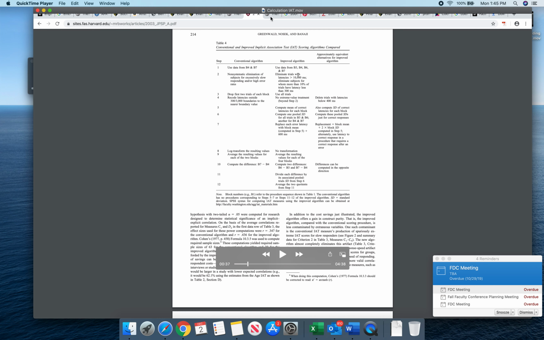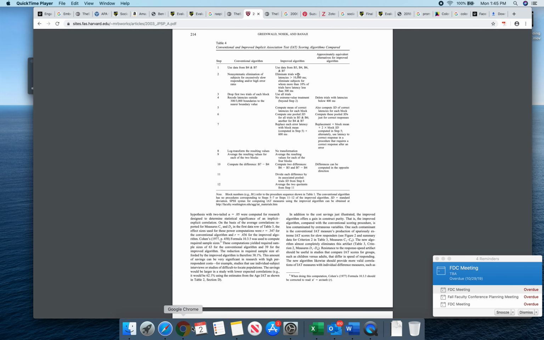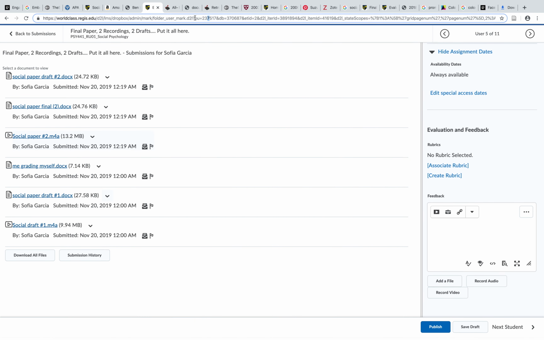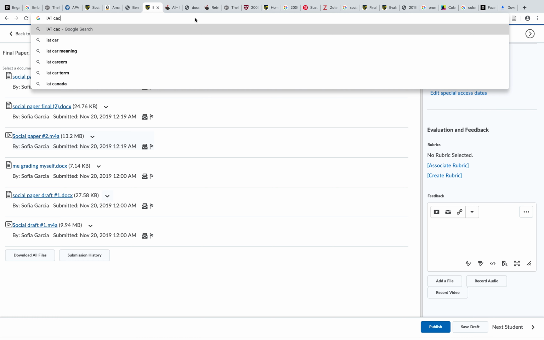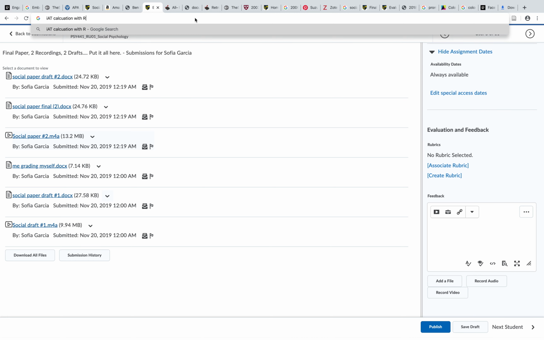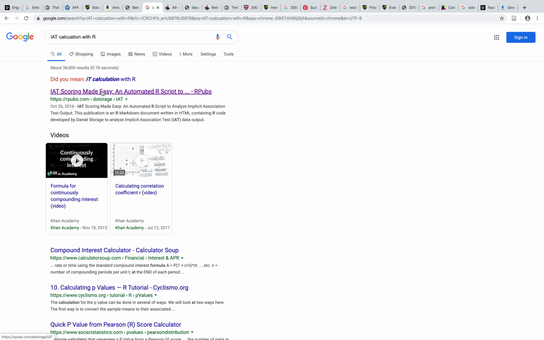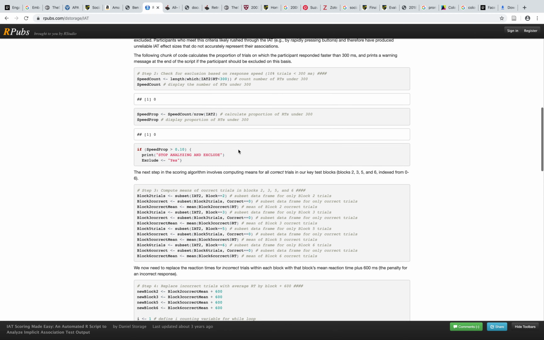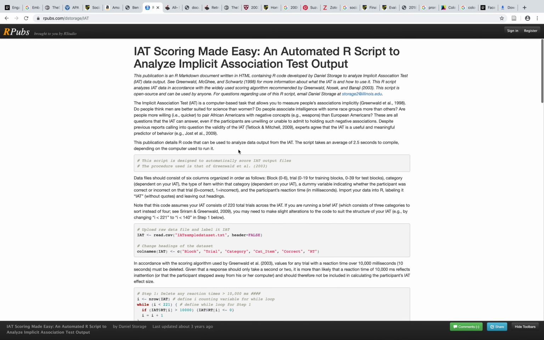Another way to do it is to go here. You can do an IAT calculation with R. If you're good with computers and want to mess around, you can try to play around with this and it'll do it all for you.